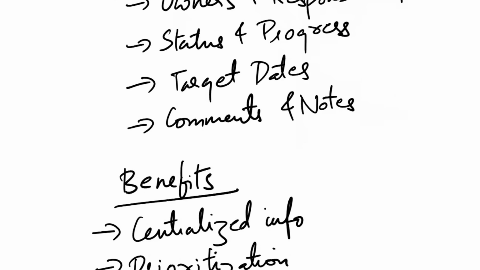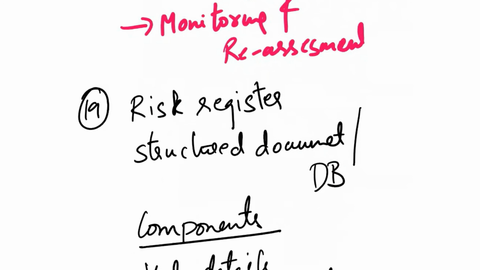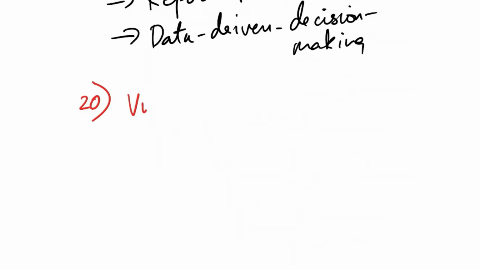So, in summary, a risk register is a structured approach to managing vulnerabilities, providing a comprehensive view of the organization's security posture and risk exposure. It helps organizations prioritize remediation efforts, track progress, and communicate effectively about vulnerability management. Next question. What is the purpose of a vulnerability management policy?